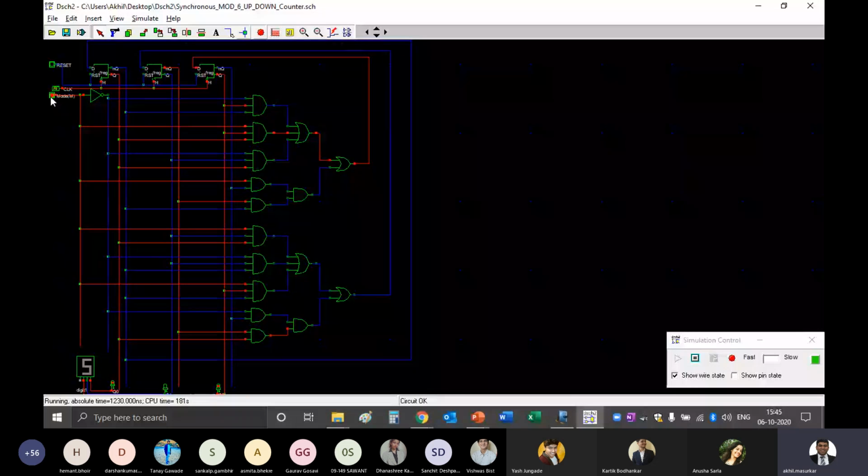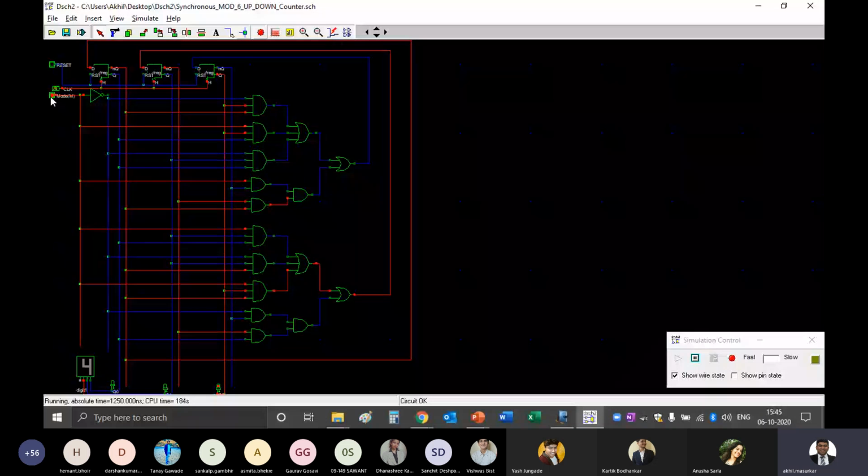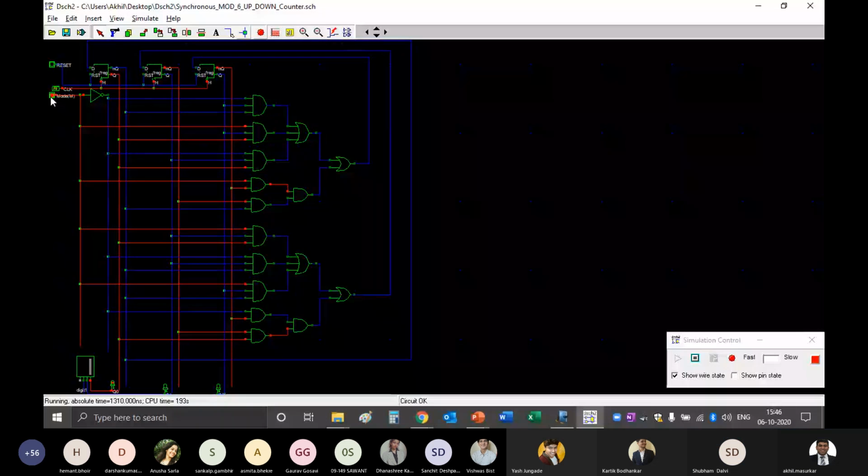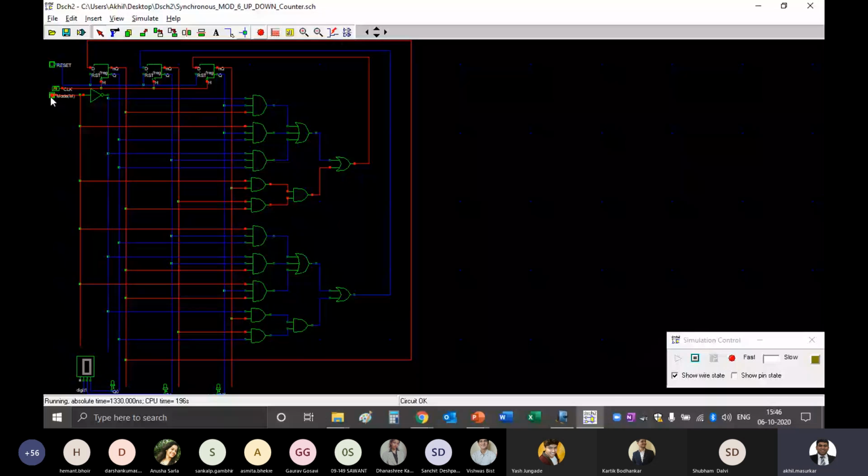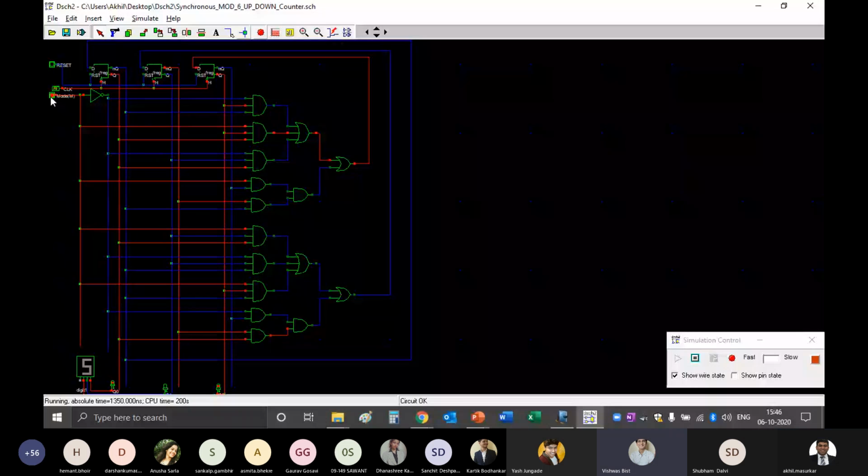Yes. So just to confirm, Shubham, are you able to see the counting up and down? Yes, sir. So this is both up as well as down counting. Vishwas, are you able to simulate this thing? Yes, sir. Doing it. Vaibhav?